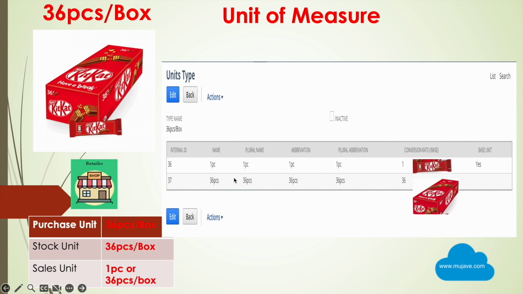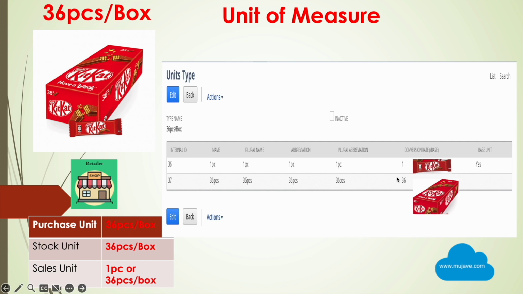is 1 PC and another is 36 PCS, and we are giving the same name for the sake of simplicity here. And here you have to note the conversion rate for the first one is 1 and for the second one is 36, because for the first one, I mean the piece, we will sell the minimum quantity as 1 piece. That's why here the base unit is set to yes.